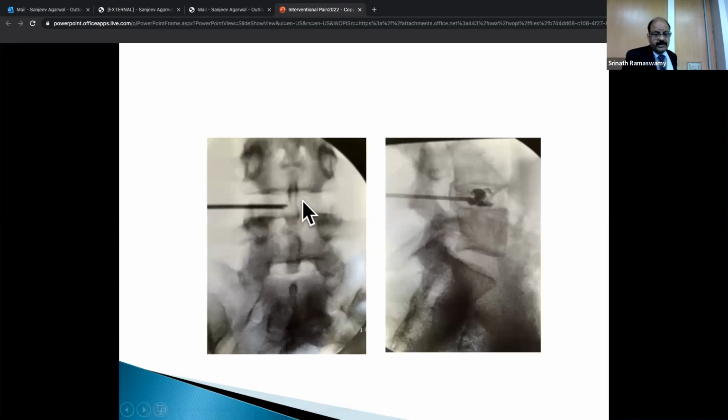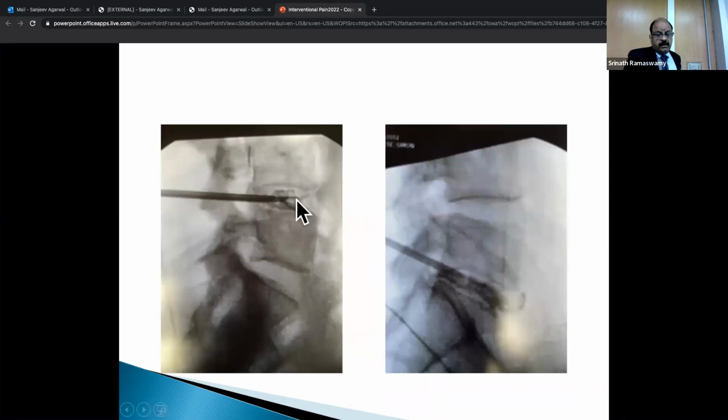Basically, you are approaching the disc space. You are going in the middle, in the anterior and the lateral view, and with contrast you try to see that disc, and then you can slowly take away the disc material. So this is between L4-L5 and L5-S1. This was done at 2 different levels.